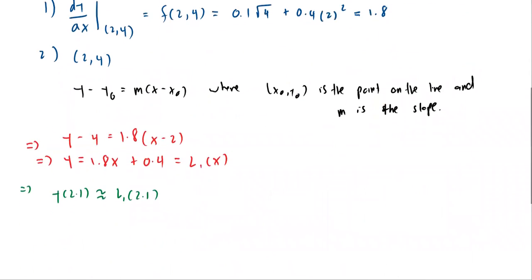Okay. So what is L of 2.1? Again, I'm just going to plug it into my calculator. 1.8 times 2.1 plus 0.4. We get 4.18.